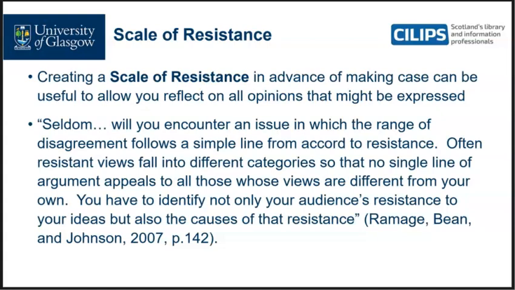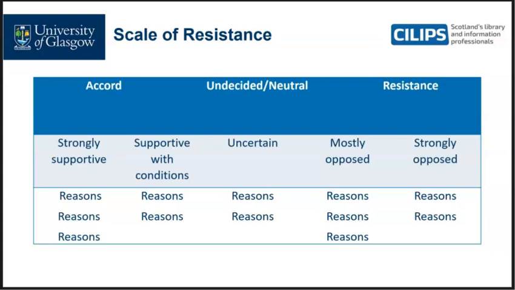And what does the tool look like? Well, it's rather straightforward. Essentially, it's a table that runs on a scale from accord on one side to resistance on the other, with undecided or neutral in the middle. On the accord side, you have strongly supportive and supportive with conditions. Undecided or neutral, you have uncertain. Moving to resistance, we have mostly opposed or strongly opposed. And what you do for the topic is, under each of those columns, list the reasons that people might object based on that stance.